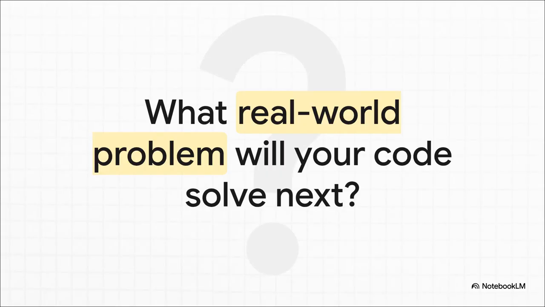Wow, we have covered a ton of ground today. We've seen the absolute immense power of operators, from basic math all the way up to strict logical decision-making. These little symbols are literally the engine driving your code. So I want you to think about this. Now that you have the toolkit, what real-world problem will your code solve next? Because very soon, we're going to take these tools and use them to power complex conditional statements.